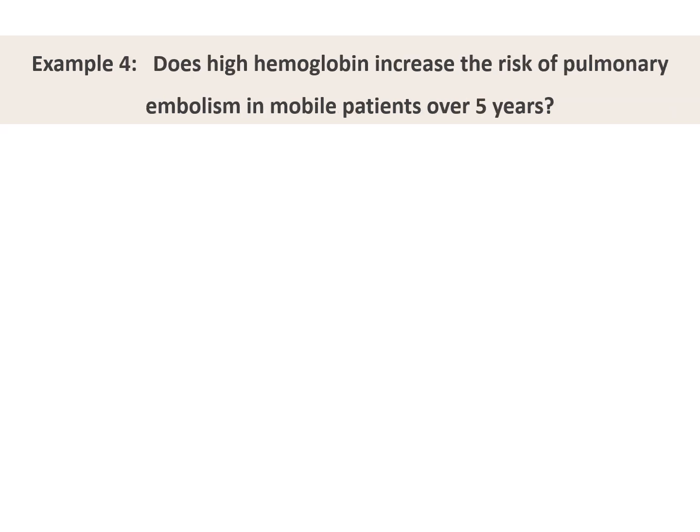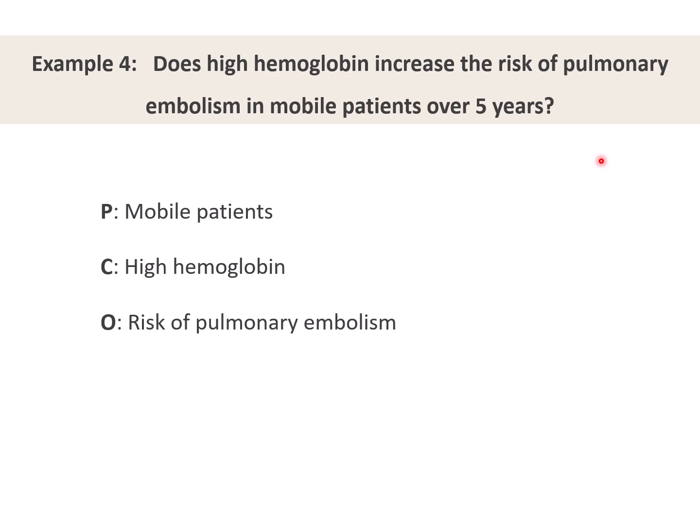Good. Does high hemoglobin increase the risk of pulmonary embolism in mobile patients over 5 years? So this is a little bit, you can say, different. What is P in this? Mobile patients. Good. And C is high hemoglobin. Okay. And I, is there an I in this? T is there, 5 years. No, there's no intervention. There is no I, so you are not supposed to write I. Okay.